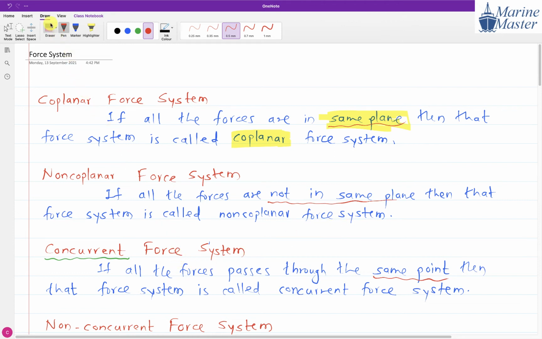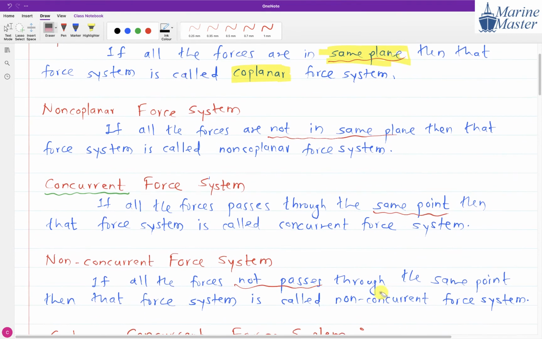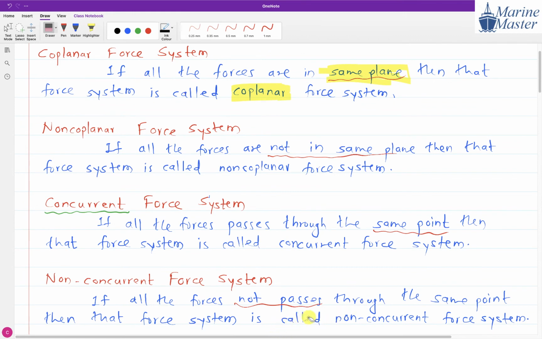Now the third type of force system is the concurrent force system. What is meant by concurrent? If all the forces pass through the same point, then that force system is a concurrent force system. Now what is meant by non-concurrent? It means the forces do not pass through the same point. Some forces pass through one point, some other forces pass through another point, so the intersection point of all the forces is not the same. Then we say it is a non-concurrent force system.